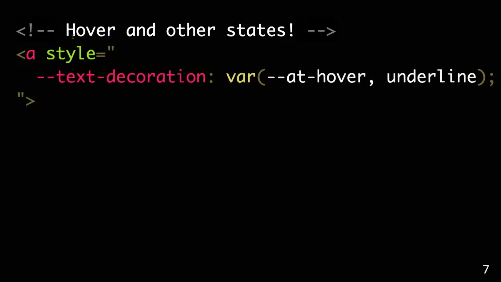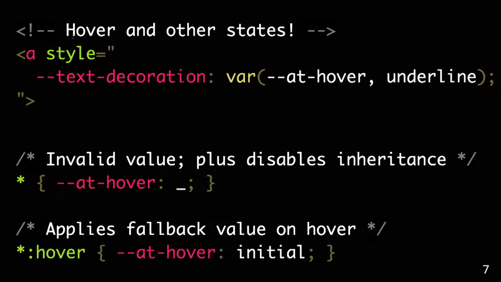For example, we can also have inline styles and declare hover states or other states in them. So here what we are doing is that in our CSS we have one definition for basically every hover that we could want. We would have an invalid value for a hover on every element, and then when we hover it, we get the initial value. And using the trick with the variable, we can apply this only when we hover something.